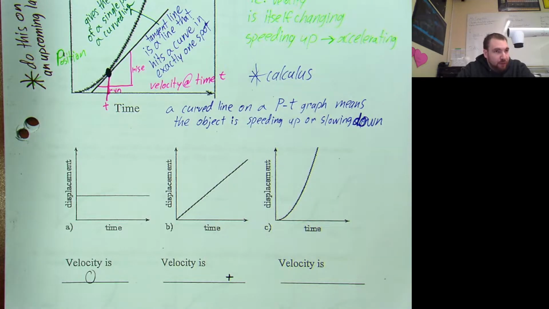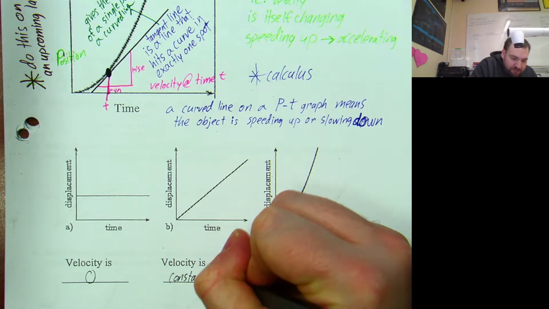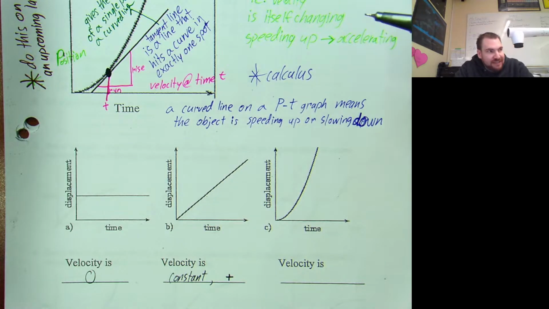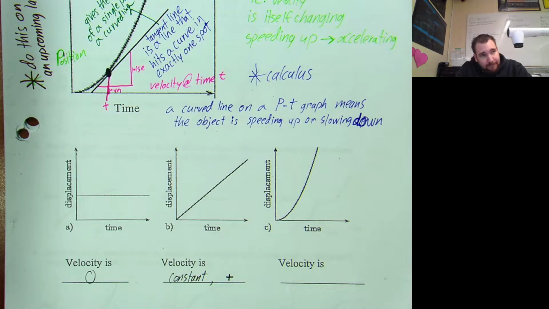What else can you tell me about the velocity? It's constant. I don't know what the value is, but I know that the velocity is constant. It is steady. The number is not changing. And we know this because why? It's a straight line.